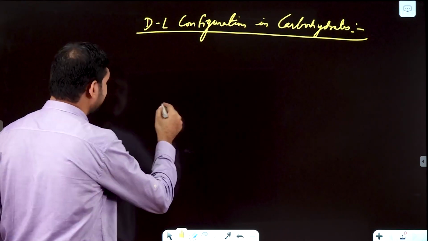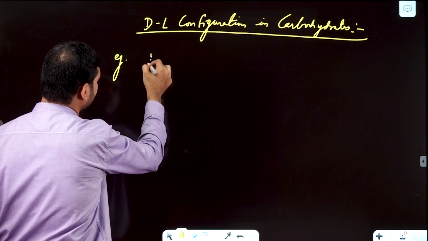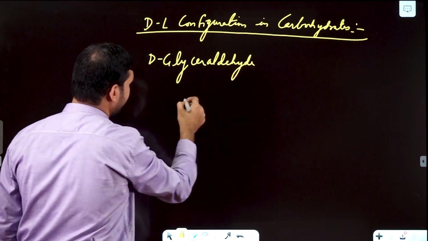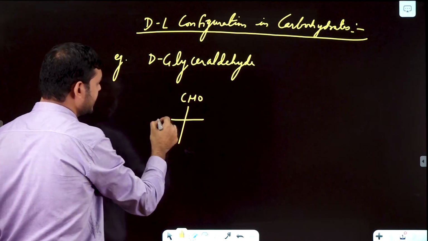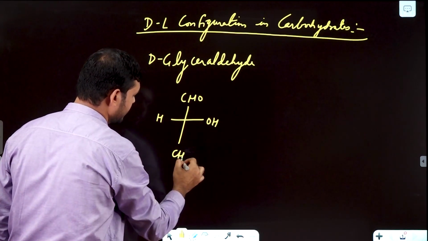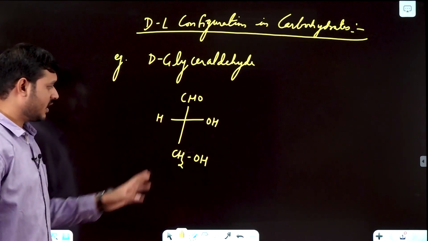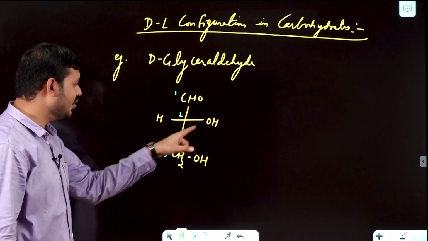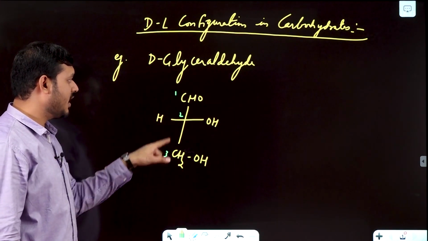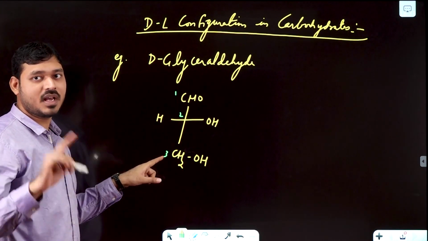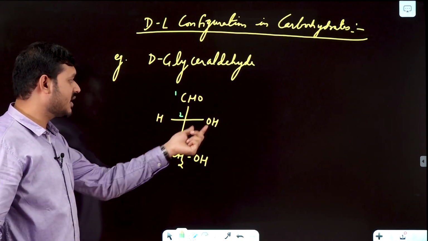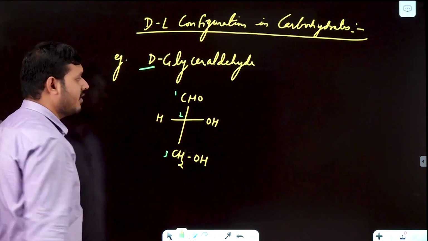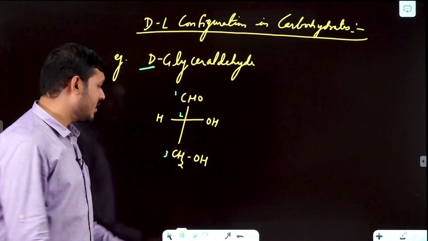Okay, now let's see. So let me take an example of D-glyceraldehyde. This is one of the very famous compounds which will be studied in biomolecules. Okay, see this one. This compound is having 1, 2, 3. 2,3 dihydroxy propan-1-al, propanal, aldehyde. 2,3 dihydroxy. So it is a dihydroxy aldehyde, so it is a carbohydrate, right? Now when to use D and when to use L? So simply remember a few rules.